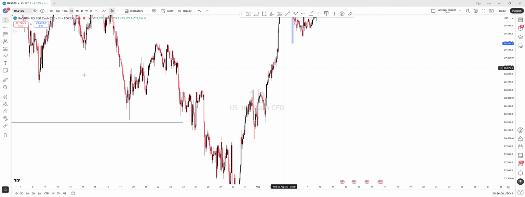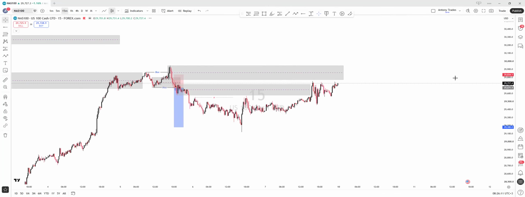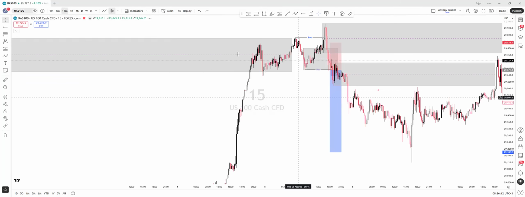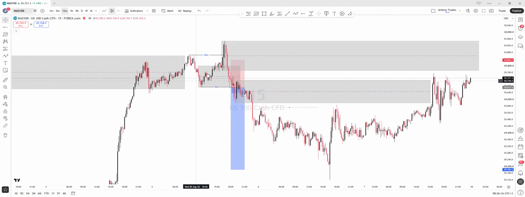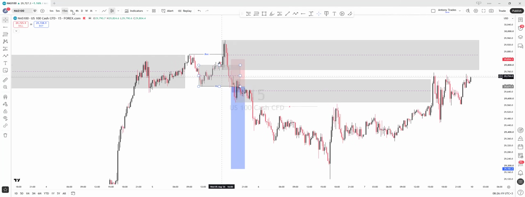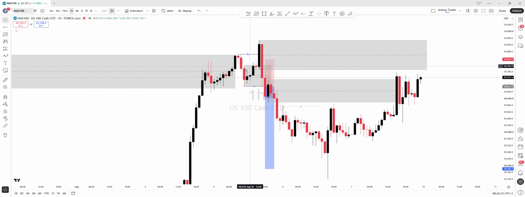So since this was our 4-hour supply zone, we were expecting to see a change of character from the 15 minutes time frame. And that is exactly what happened. We had this break to the upside, then market gave us a change of character, came to react from this breaker block from the 1 hour.